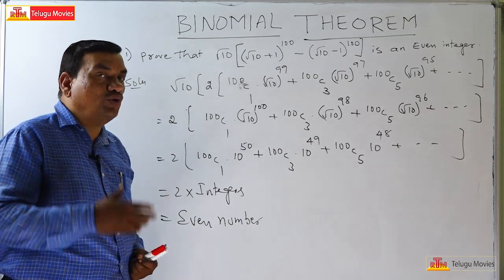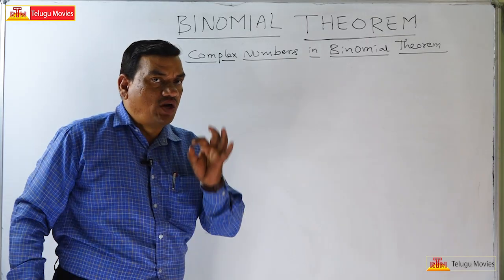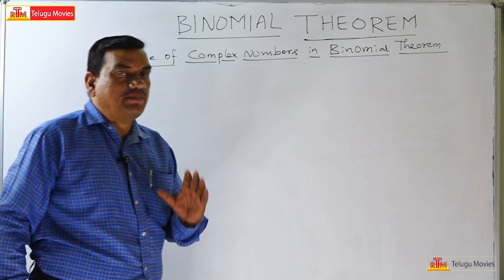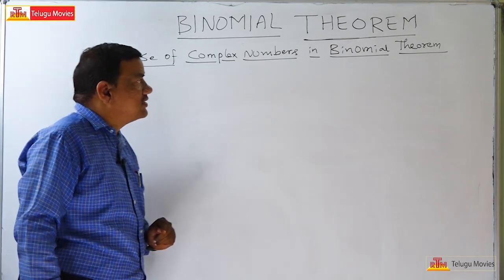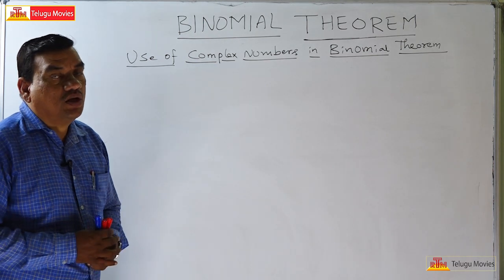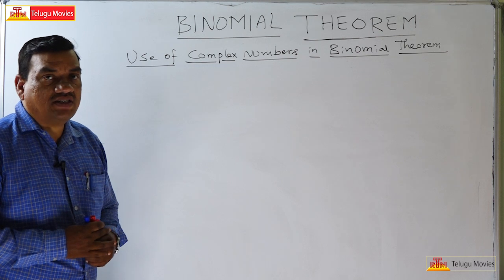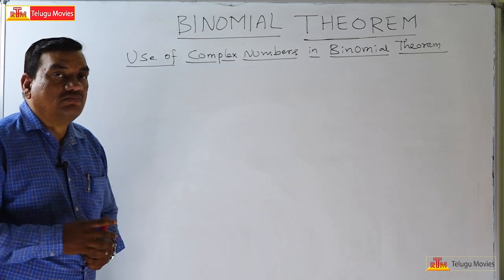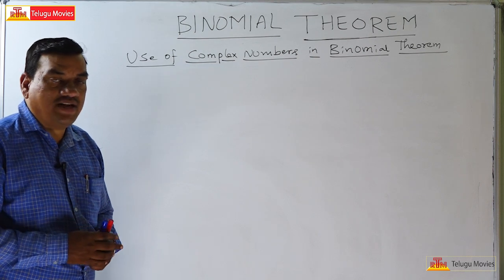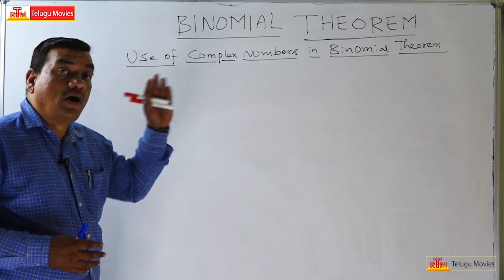Now let us move to the next concept. My dear students, I am going to explain a very important concept, something deep into the subject: use of complex numbers in binomial theorem. You know what a complex number is? A number of the form a plus bi, where a, b are real numbers, and i is defined as root of minus 1. Now how to apply the binomial theorem on complex numbers?